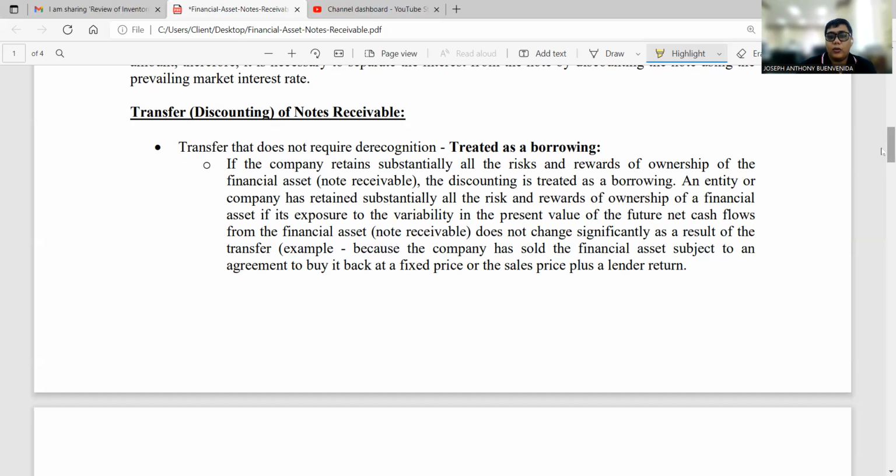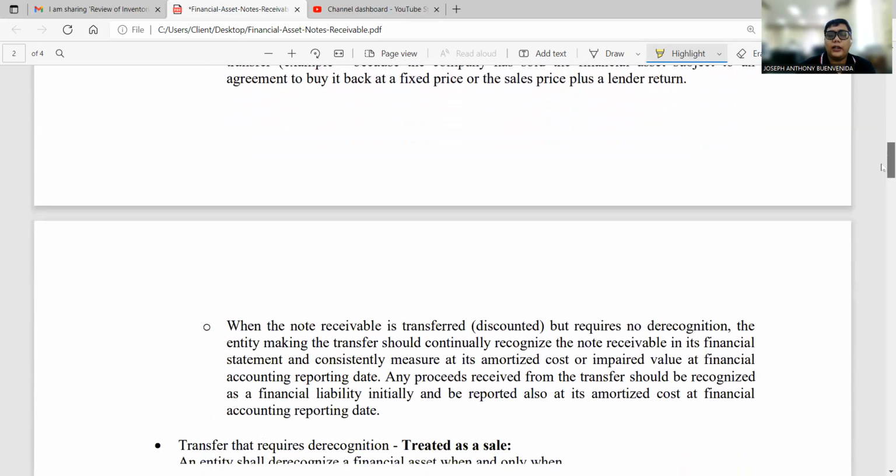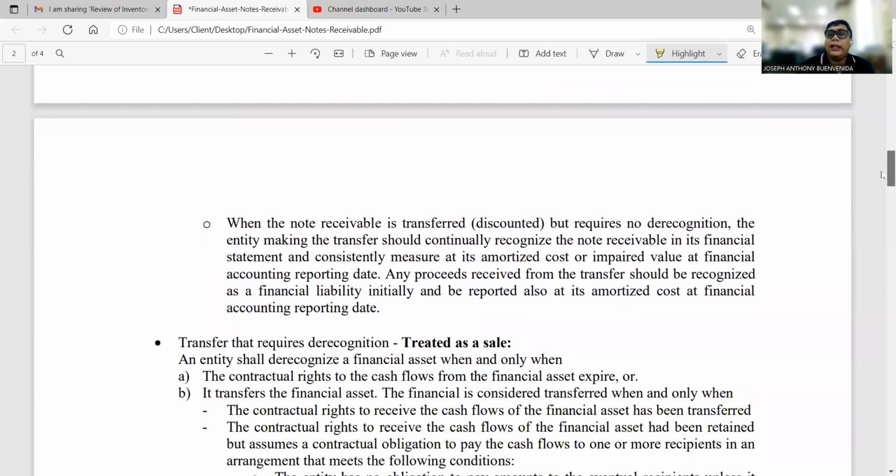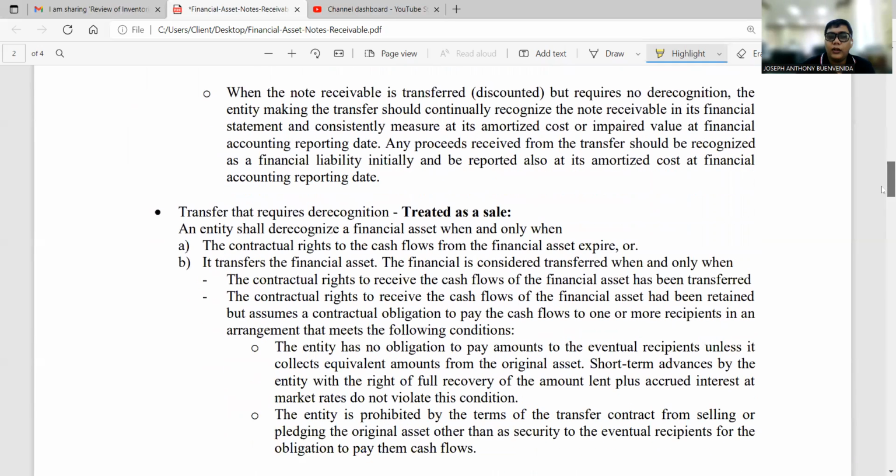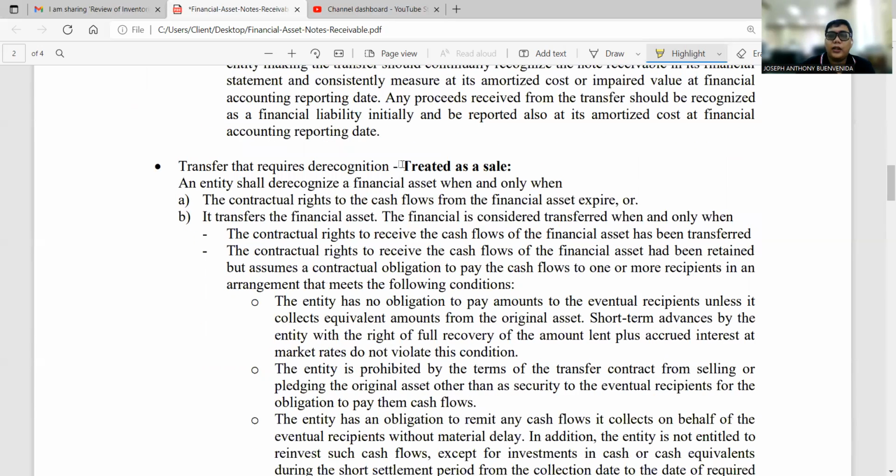While if you treat it as if you sold it, it is treated as a sale. You derecognize the financial asset when the contractual rights to receive the cash flows from the other party are no longer yours, or when it transfers the financial asset.